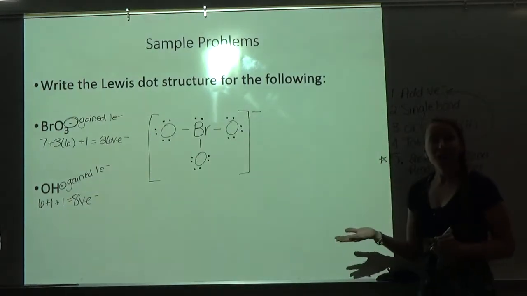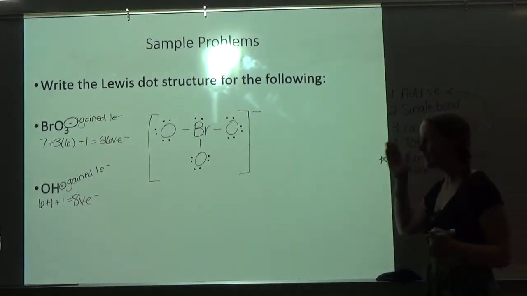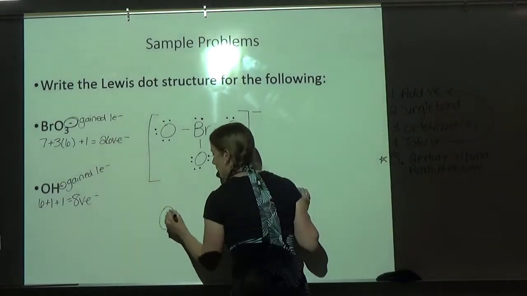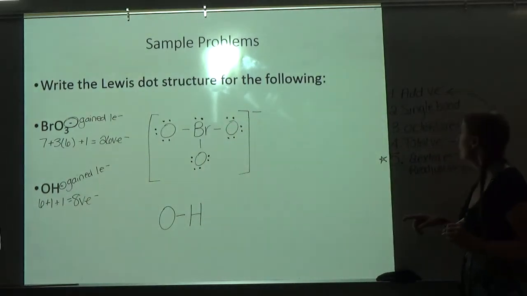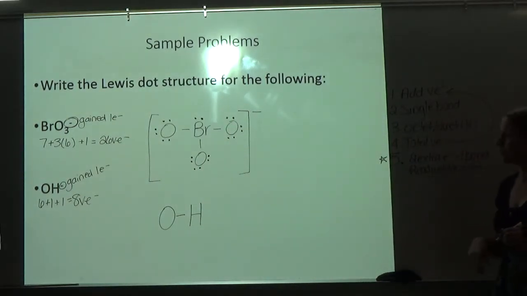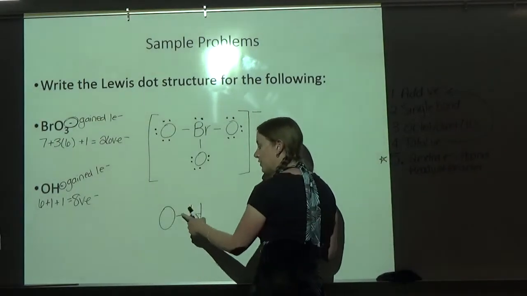All right, if I had a positive charge, I would subtract that many electrons. So next step is single bond, everybody. Well, we just have O and H, so there's only one option for that. Just like that. All right, next step is octet and duet rule. Well, hydrogen follows the duet rule. So it has 2, so it's stable.